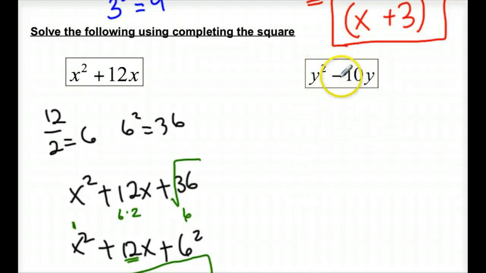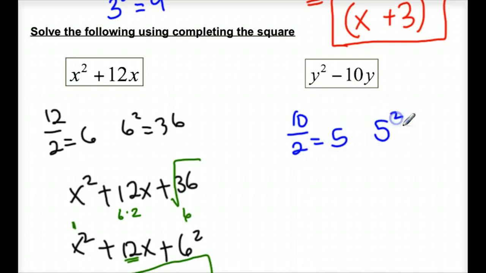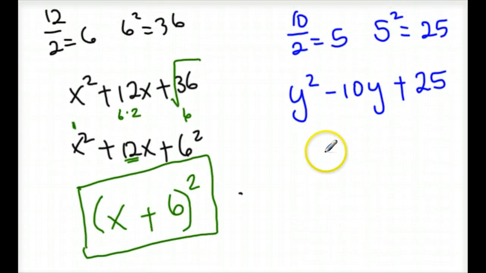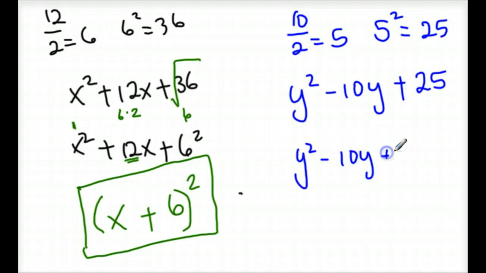Now, one more. My middle term is 10. So 10 divided by 2 is 5. Then I'm going to square it. 5 squared is 25. And I'm going to rewrite this now: y squared minus 10y plus 25. Just so I can check that I have this in completing the square form, I'm going to write this as y squared minus 10y plus 5 squared, and this will always happen once I'm doing these two processes.